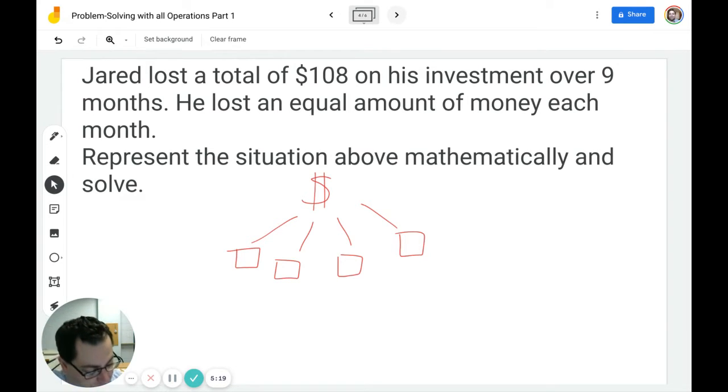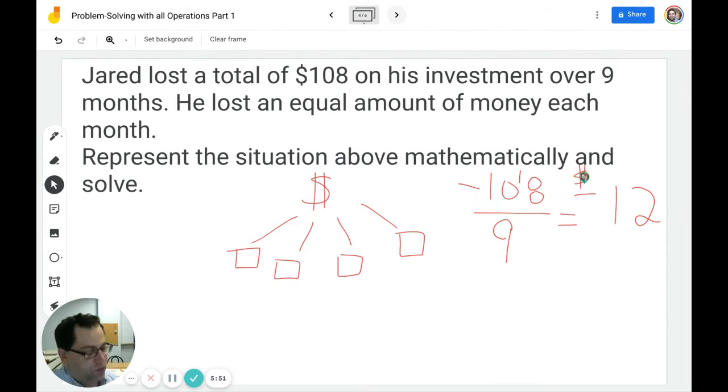So the amount of money we're breaking up is negative 108. And it's being broken up amongst 9 months. So a negative divided by a positive is going to be a negative. 9 into 10 goes 1 time. 10 minus 9 is 1 remainder. So we put the 1 with the 18. 18 divided by 9 is 2. Therefore, we can say that Jared lost $12 each month.